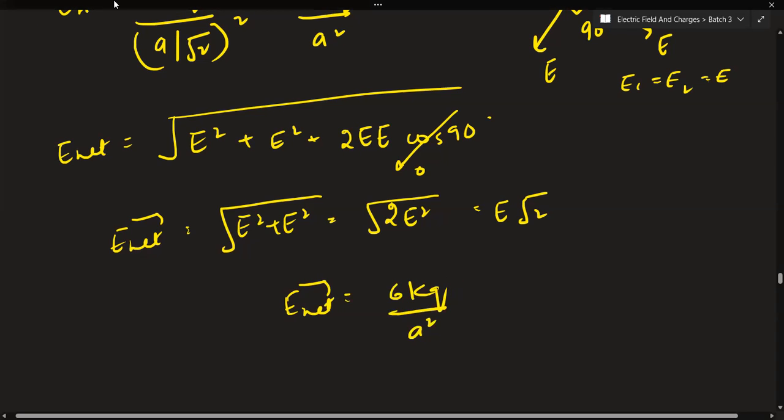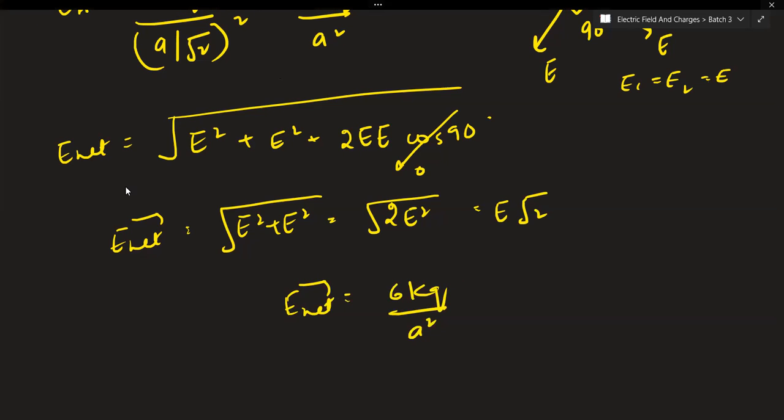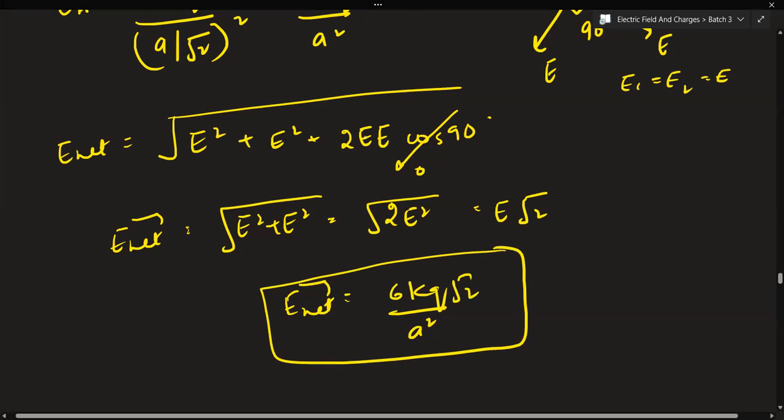6KQ by A square we got, and now we are just multiplying it by root 2. So this is your complete electric field. Clear to all of you now?